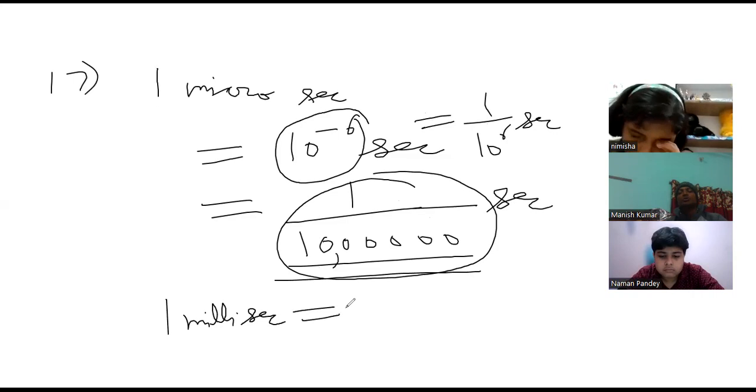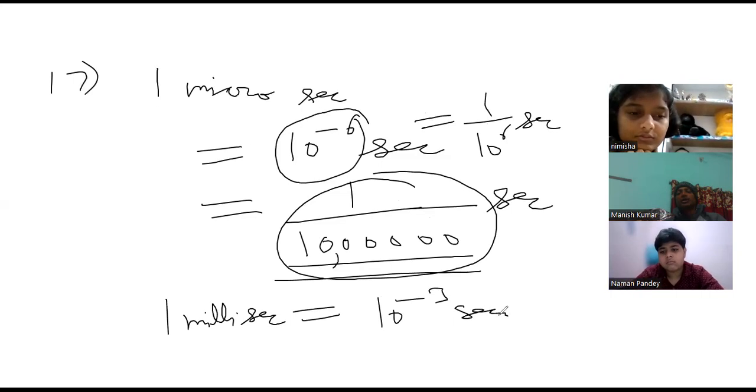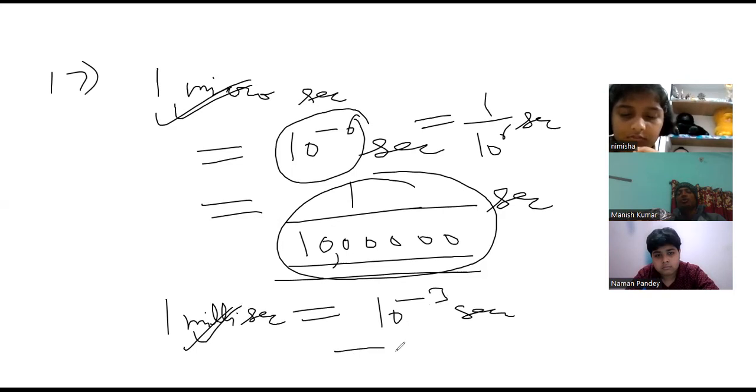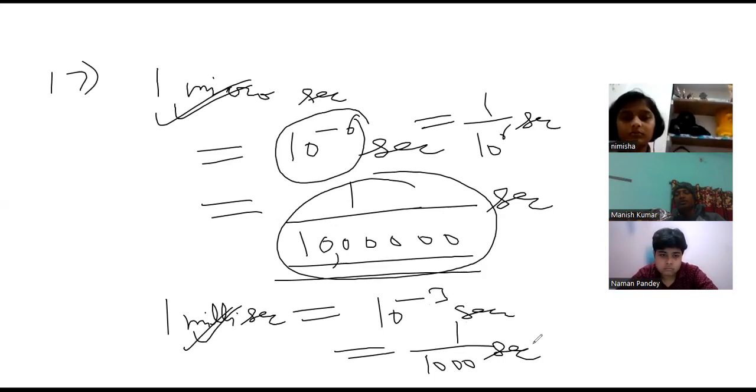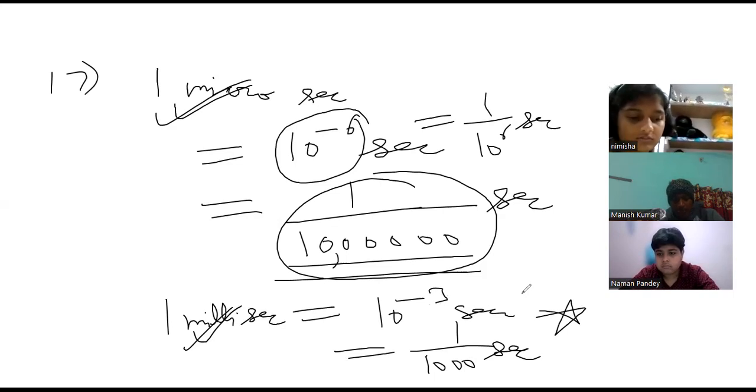And what is 1 millisecond equal to? Anyone? That only I'm asking. Are you aware? 10 to the power minus 3 second is equal to 1 millisecond. If 1 microsecond is there, then there will be 10 to the power minus 6. If 1 millisecond is there in the question, then it will be 10 to the power minus 3 seconds, or you can write it as 1 by 1000 second. Understood? Microsecond, millisecond, these terms will be coming in your exams, so you have to know. Write this and give a star mark here so that you can remember it.